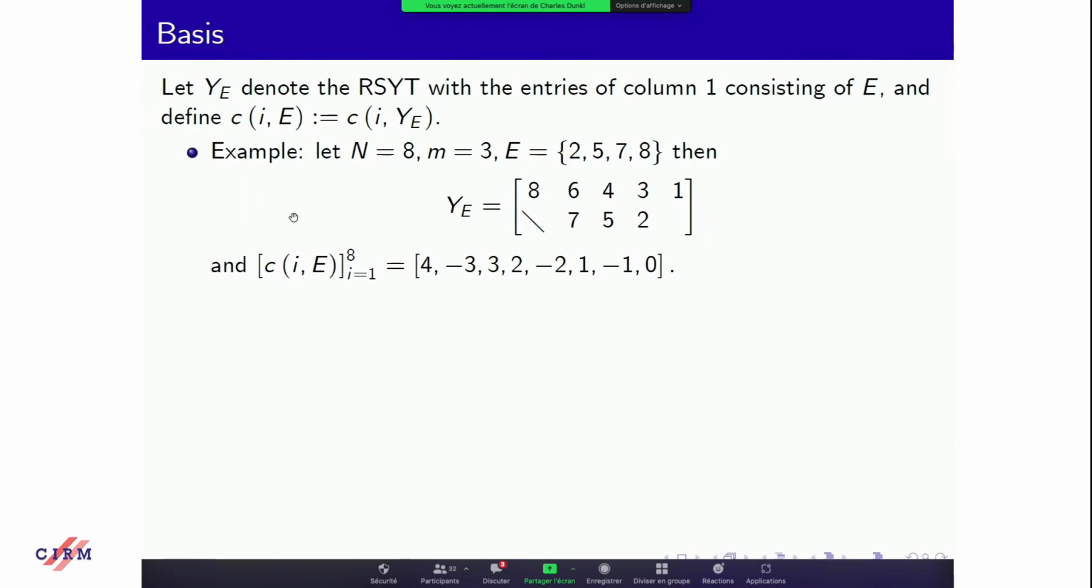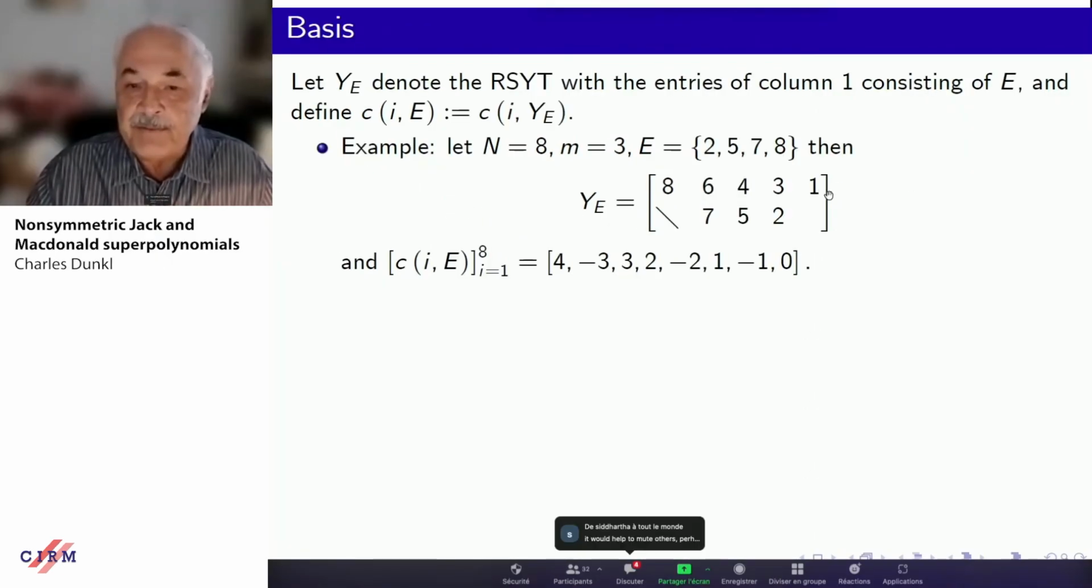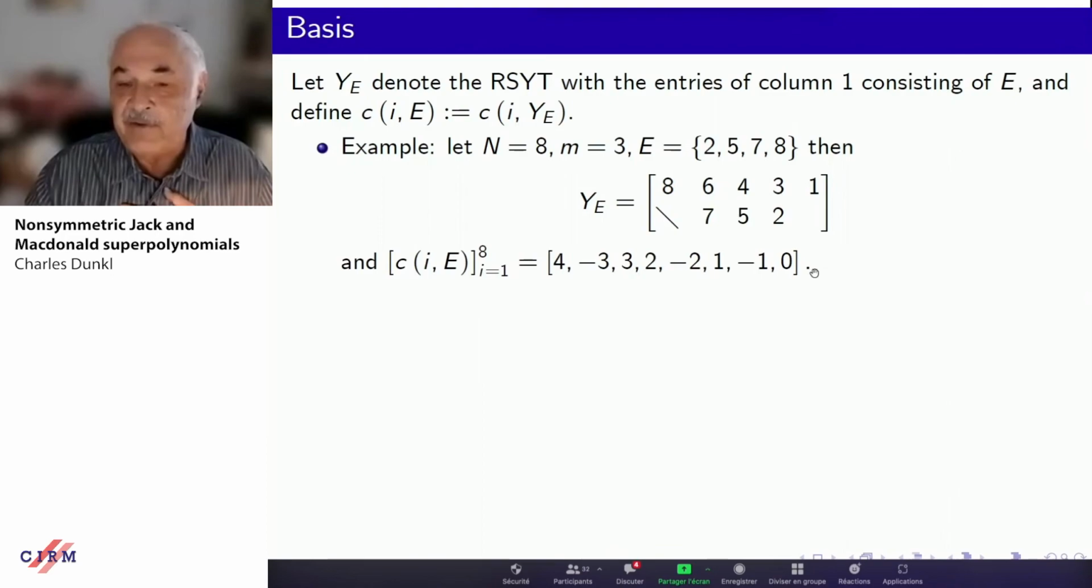I used this concept before. Now here's an example. How do you get the content of a set? You take the set E, you put it in the first column, right? So this is the first column, 8752. You take the other numbers and put them in the first row, read off the contents: 4, -3, 3, 2, -2, 1, -1, 0. So that's the content vector of E.